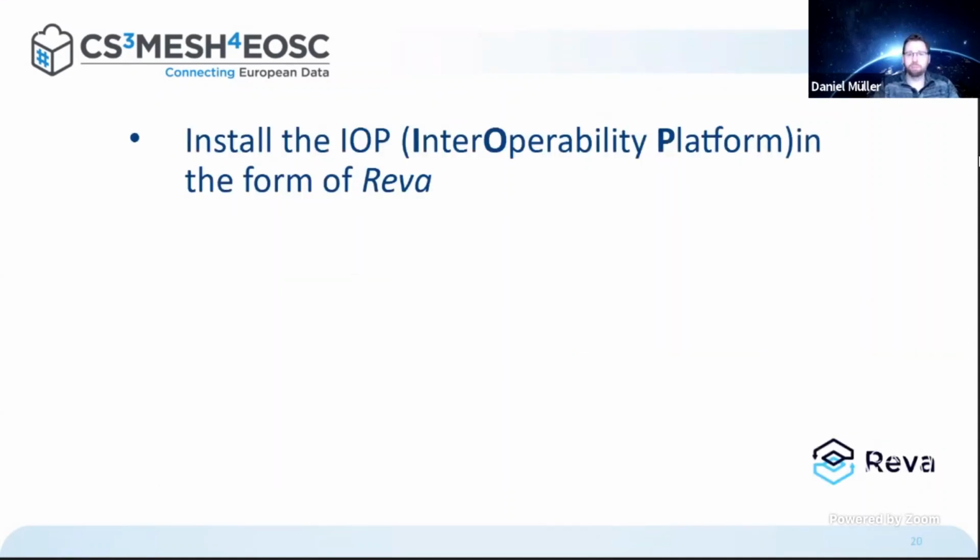Okay, next, the IOP, which comes in the form of Reva. You've heard of this by now, I guess. Reva acts as a bridge between the different CS3 platforms, and it basically connects your site to the science mesh and exports metrics we can gather. And it makes your site appear in the dashboard, of course.